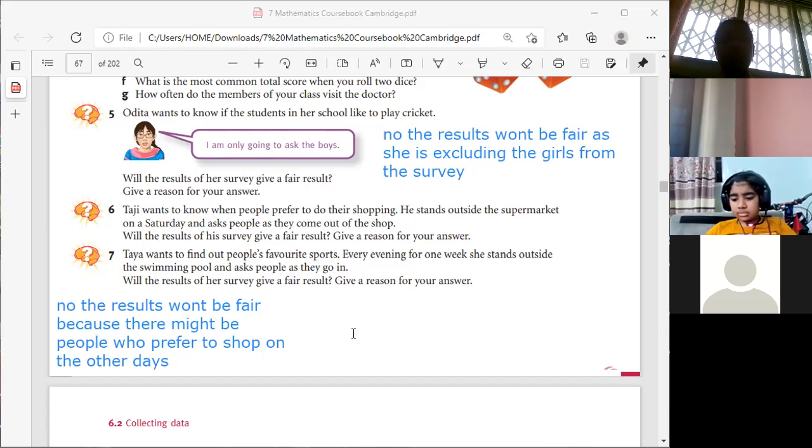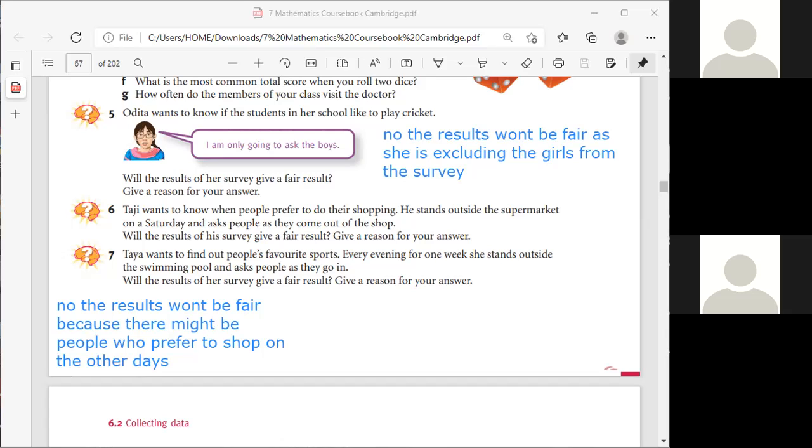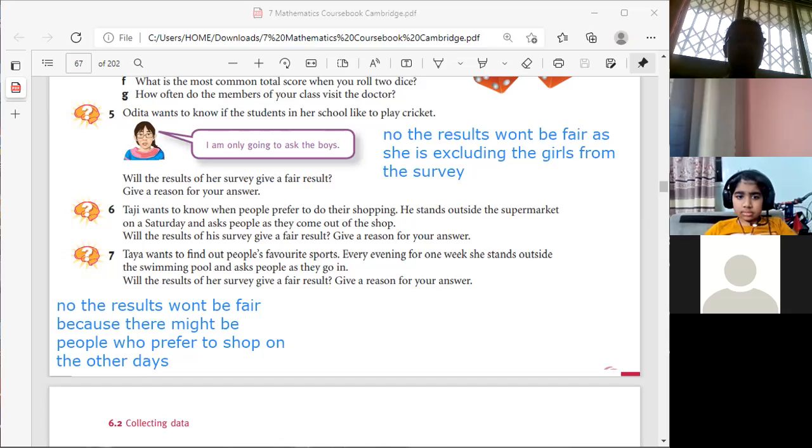Taya wants to find out people's favorite sport. So people's favorite sport can be only at the swimming pool? No, it can be at the football stadium. So again, the results won't be fair. Why? Because there might be people who like some other sport, no? Yes or no, Mohammed? Yes. Tabish, do you agree or do you have another idea? No, ma'am, I agree. What about you, Advait? Will the results be fair, Advait?